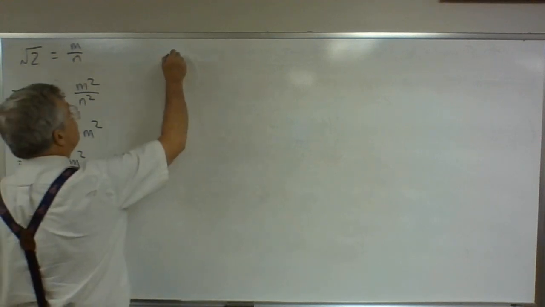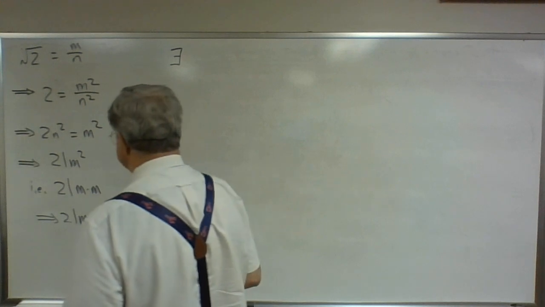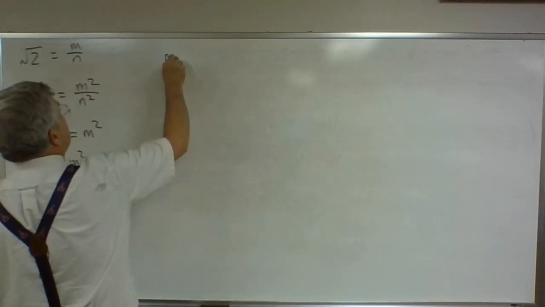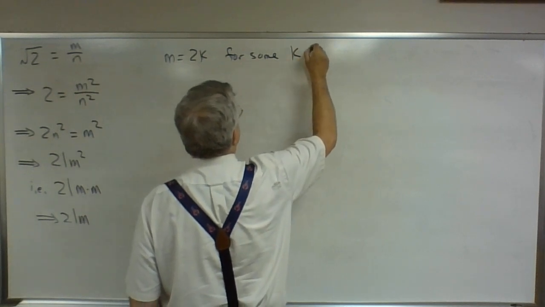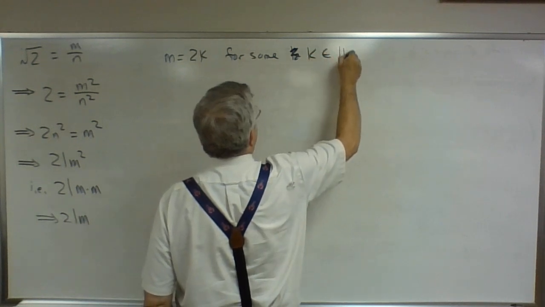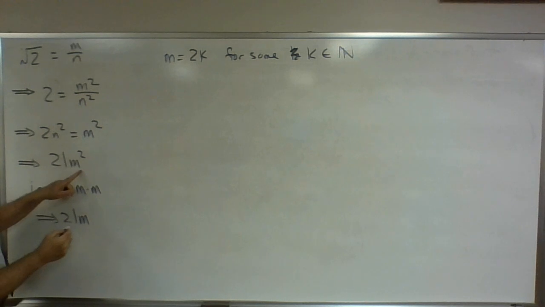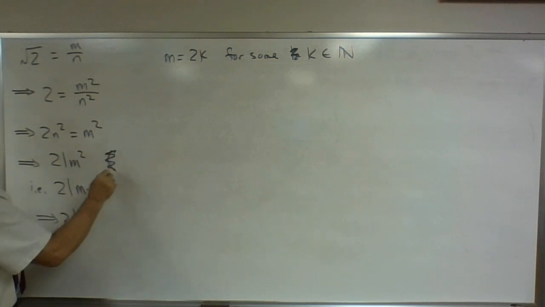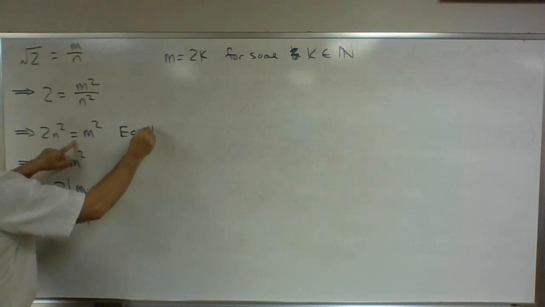Well, what does that tell us? It tells us that m equals 2k for some integer, actually some natural number, k. Okay. Now let me give this statement a name. I'll call it equation 1.